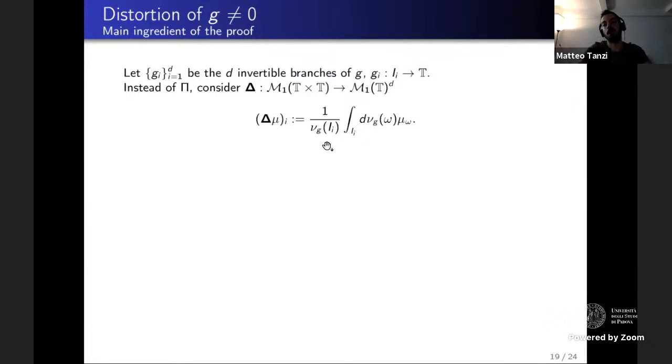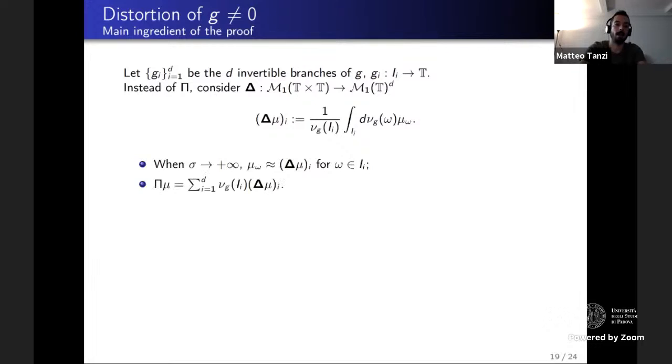This is a sort of coarse graining of the disintegration of mu. The disintegration of mu omega is something that's continuous. So for every omega, you get a mu omega. Here we are coarse graining this disintegration and lumping some of the mu omegas together. All of the mu omegas that sit above one of these intervals, we lump together, and we get this coarse graining. The advantage of this coarse graining is that when sigma tends to plus infinity, mu omega is almost constant on the intervals I_i, and it's roughly equal to the components of the vector. And we can recover the vertical marginal from this coarse graining by this expression. So we can keep track of the vertical marginal if we can keep track of this disintegration.